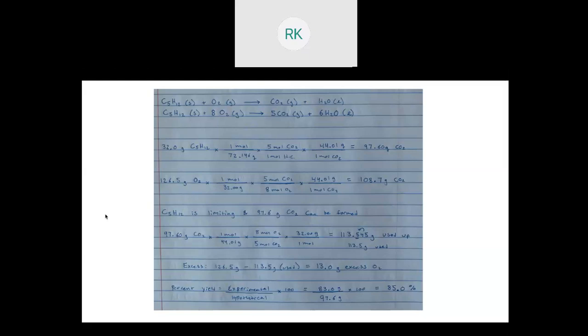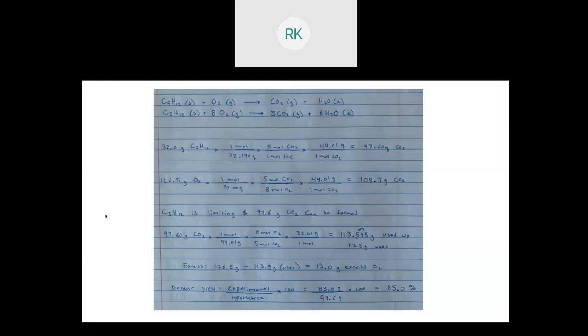Now we're going to do the same exact thing for oxygen. So 126.5 grams of oxygen, we multiply it by 1 over its molar mass, so 1 mole is 32 grams. We know from our balanced chemical equation that it takes 8 moles of oxygen to form 5 moles of carbon dioxide, and 1 mole of carbon dioxide weighs 44 or so grams, and based on the oxygen alone, we could form 108 grams of CO2.